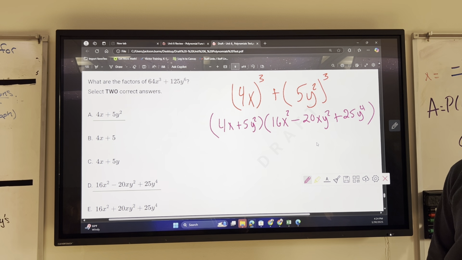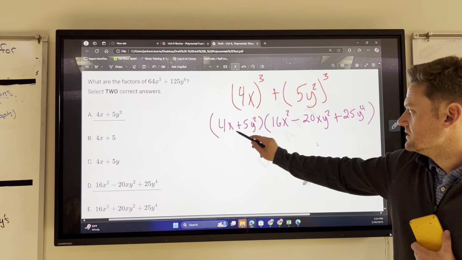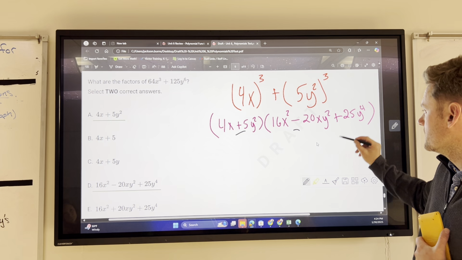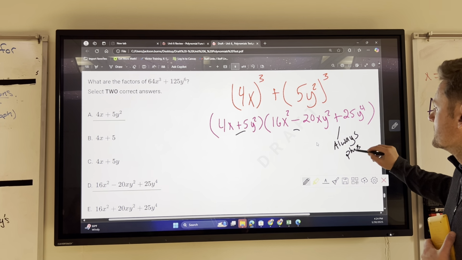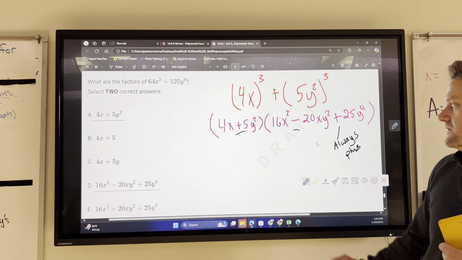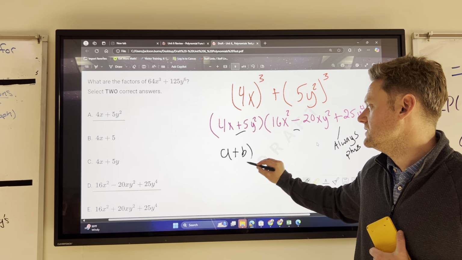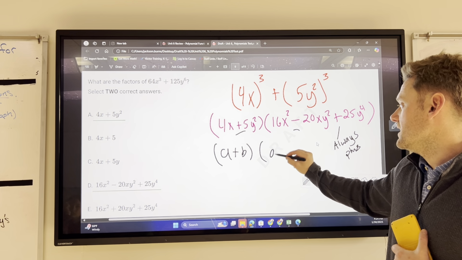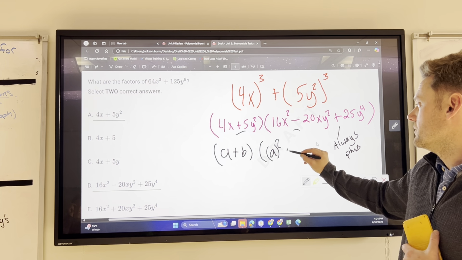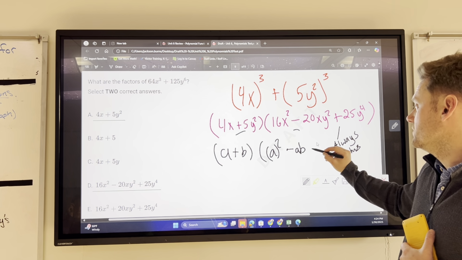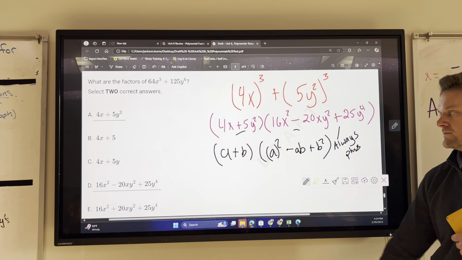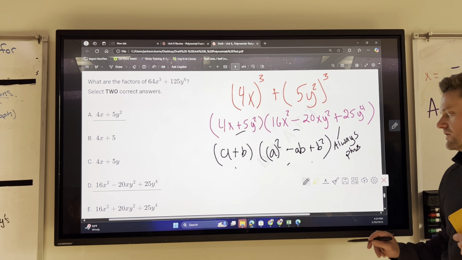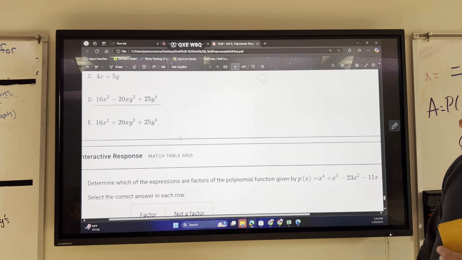So that's the sum of cubes. That's our automatic. Remember, it goes same, opposite, always plus. The last sign on the sum of cubes is always a plus. And it's just a plus b times a squared minus ab plus b squared. All right. Same, opposite, always plus. All right, go on to the last one.